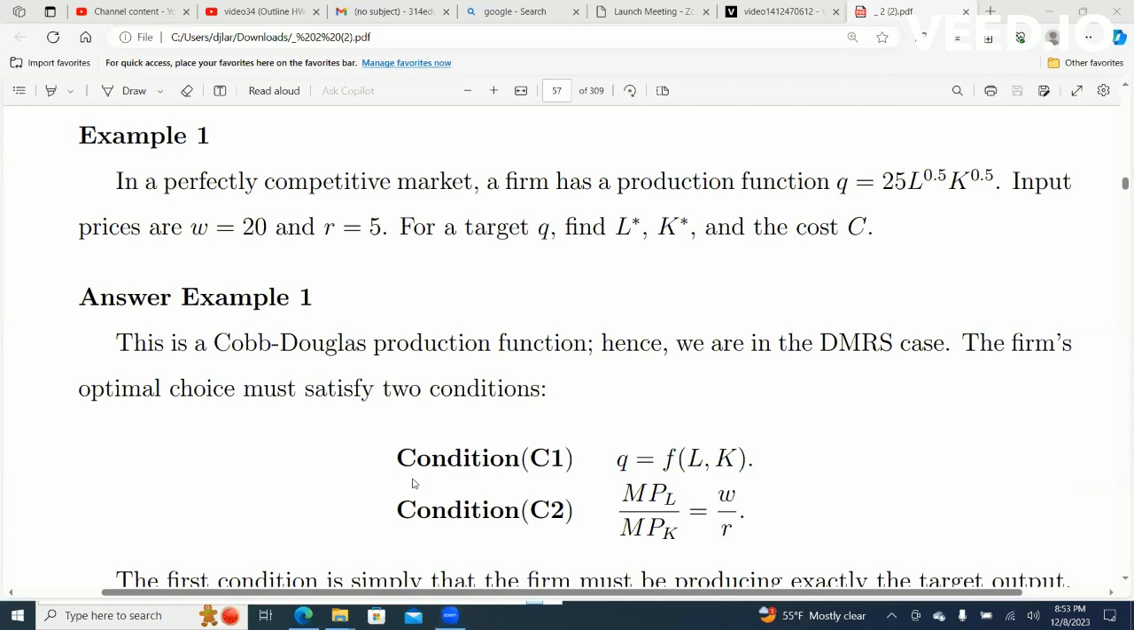In a perfectly competitive market, a firm has production function quantity equals that. We know from the style that it's obviously Cobb Douglas. They give us input prices: wage equals 20, rent equals 5. For target Q, find L star, K star, and C. So that's the whole point. So instantaneously, with all these problems, what we do is we take the partial of Q with respect to L and the partial of Q with respect to K.